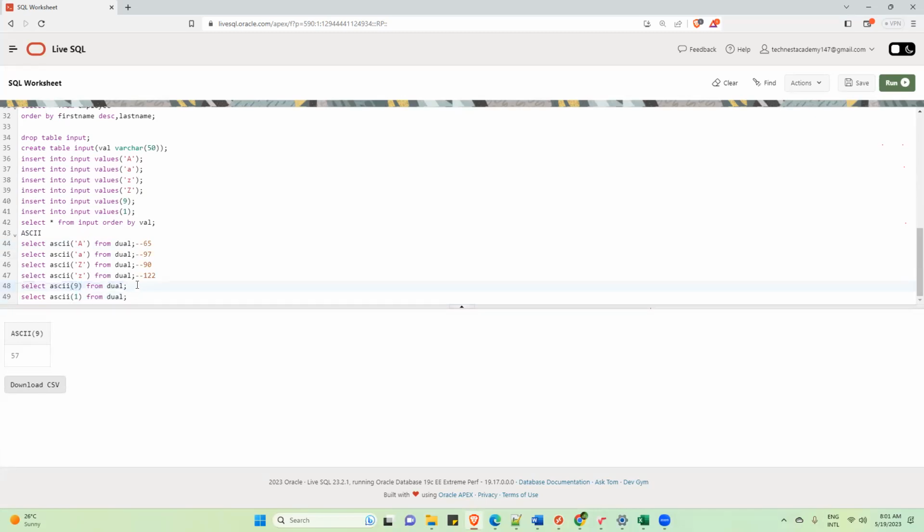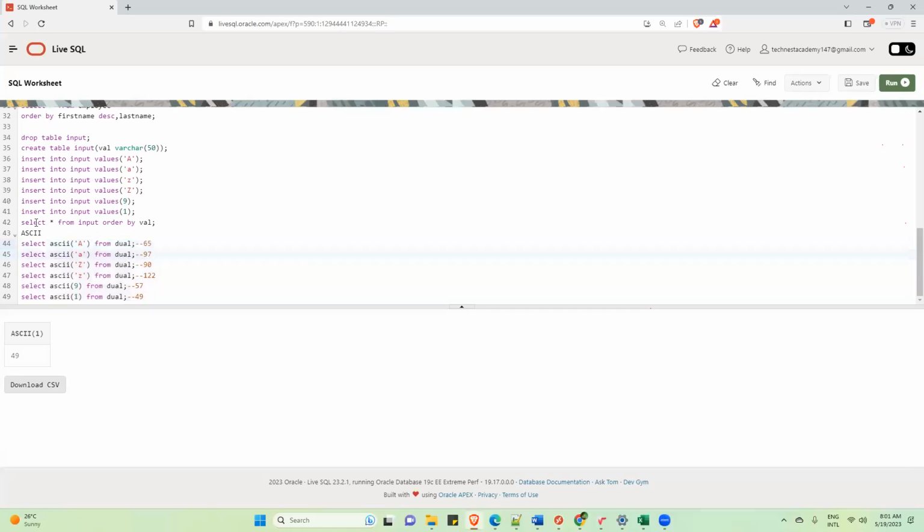Nine is 57. One is how much? 49. Okay. So actually each and every character has an ASCII value. And you will see the same value if you run this query on your machine as well. This is a standard value.